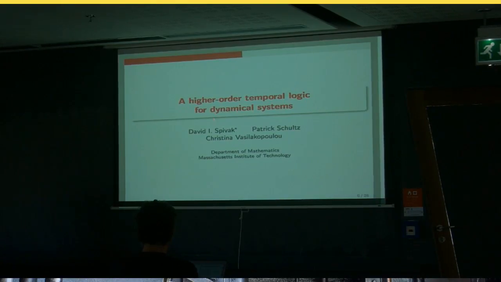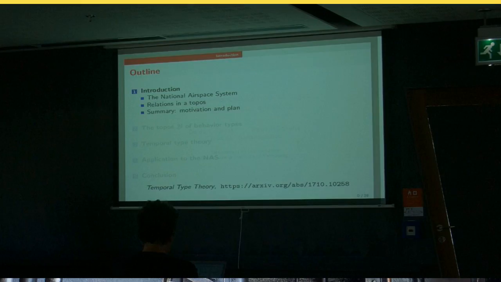Topos, if you know what toposes are. And so we'll talk about a topos theoretic view of dynamical systems, but for a pretty specific, well, I don't know if I could say real world, but for an actual kind of real world use case, which is the national airspace system in the US. So I'll talk about that, and I'll talk about relations in a topos and what that kind of means. And then I'll give a motivation and plan, and then I'll talk about the actual story.